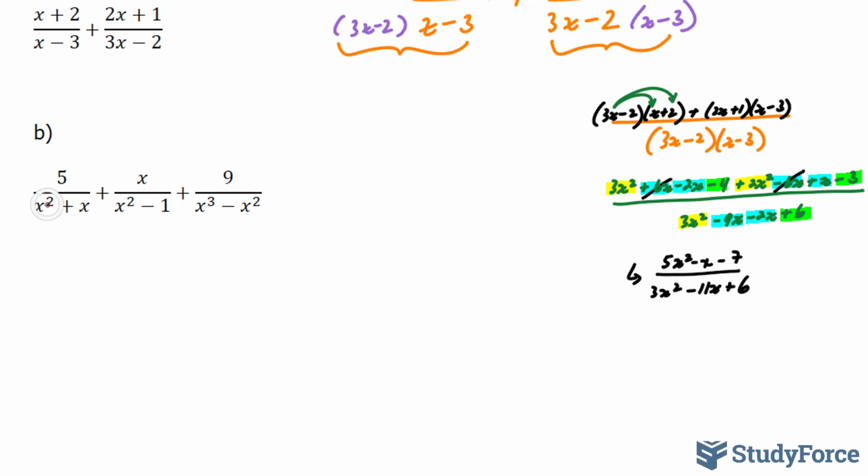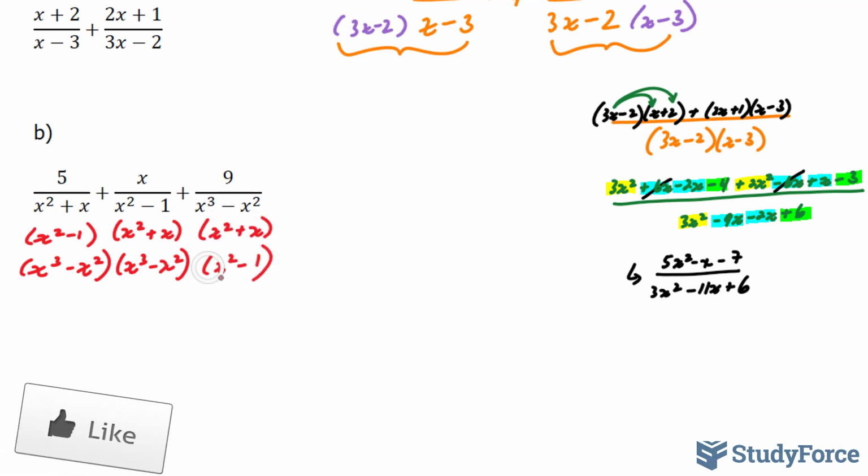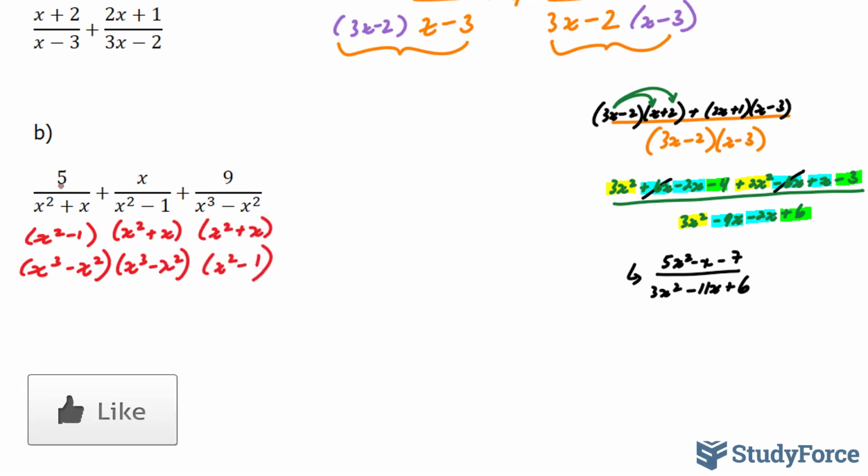So I'll multiply this by x squared minus 1 and x to the power of 3 minus x to the power of 2. So I'm multiplying these two. This will be multiplied by x squared plus x and this. And this will be multiplied by these two. And you have to do the same thing for the numerators.